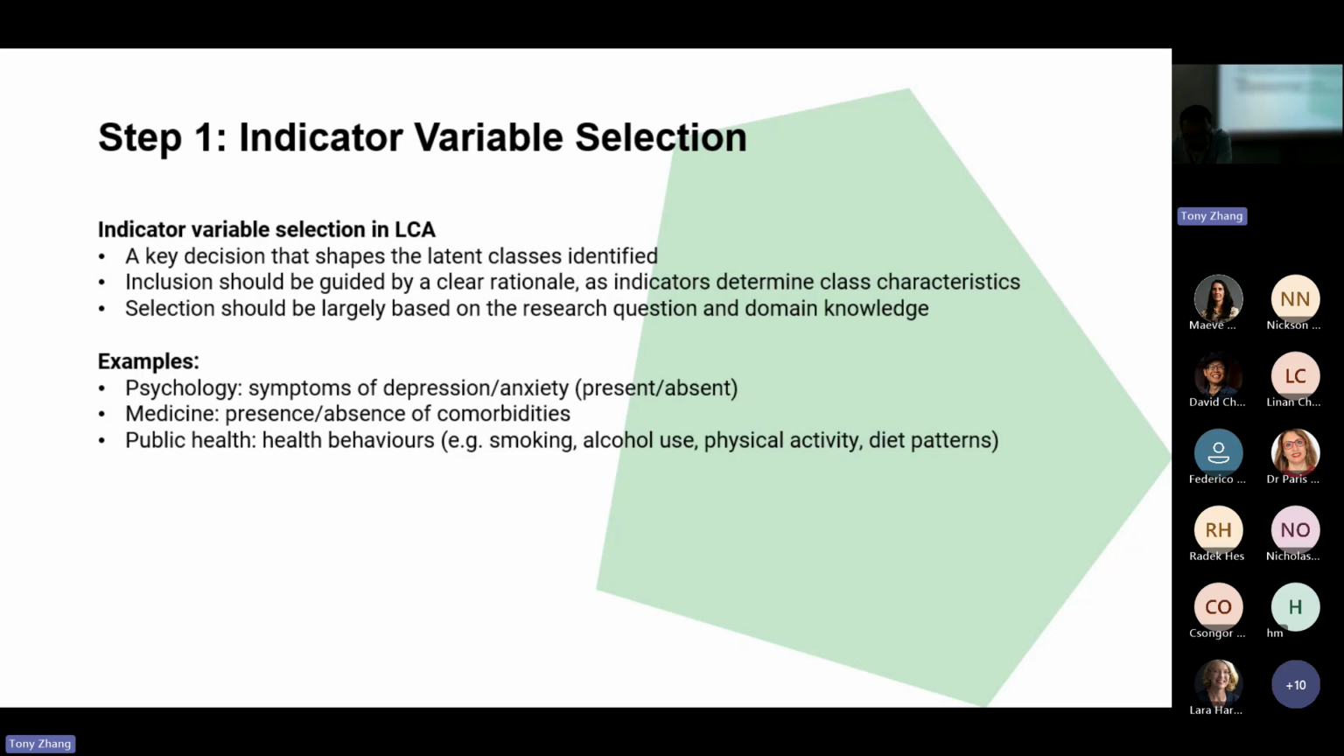This is the key decision that shapes the latent classes identified. You need to think about what variables you're going to put in the LCA model, and the inclusion of any variables should be guided by a very clear rationale. This selection should be based on your research question and your clinical knowledge. For example, in psychology, people normally use the symptoms of depression or anxiety. In medicine, people normally use the presence or absence of a disease or a medical condition. And in public health, people may use binary indicators for smoking, alcohol use, physical activity, etc.